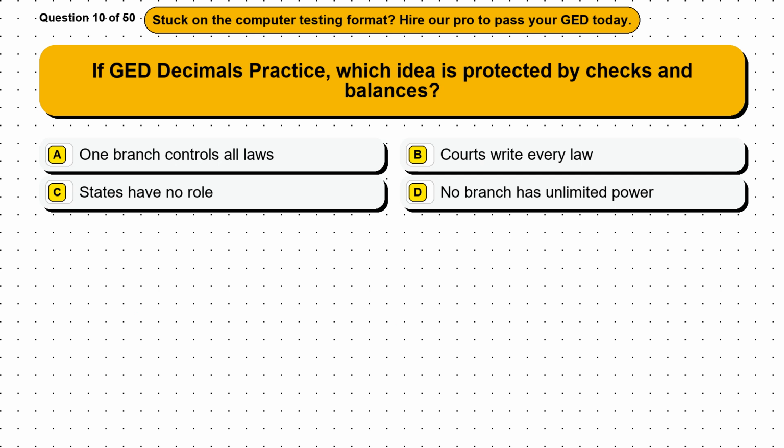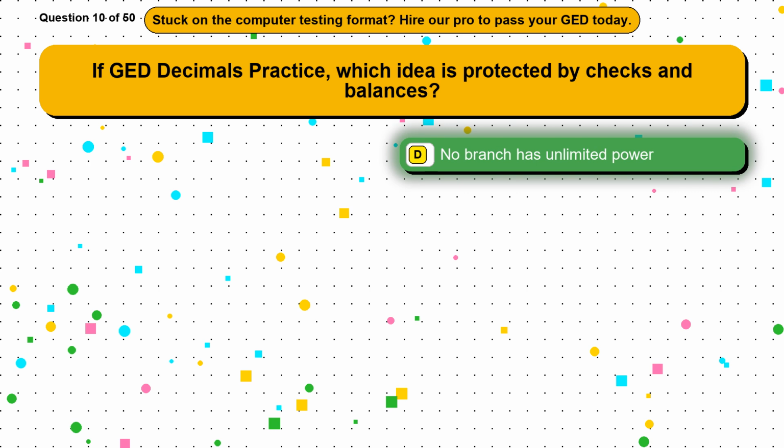Question 10. If GED Decimals Practice, which idea is protected by checks and balances? Option A, one branch controls all laws. Option B, courts write every law. Option C, states have no role. Option D, no branch has unlimited power. The correct answer is option D.